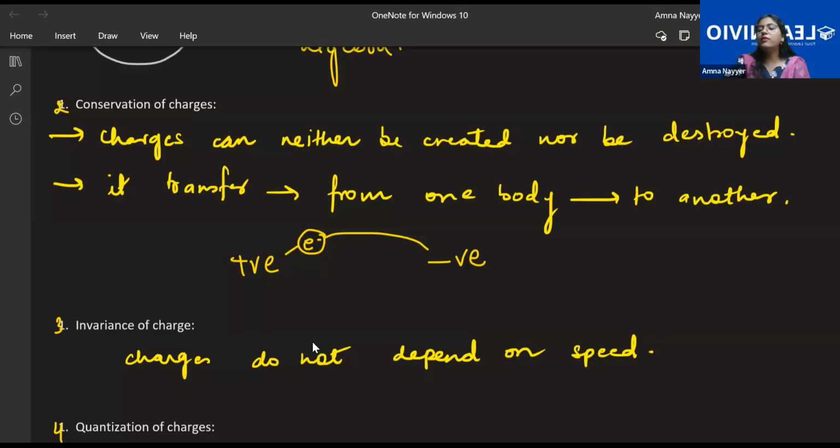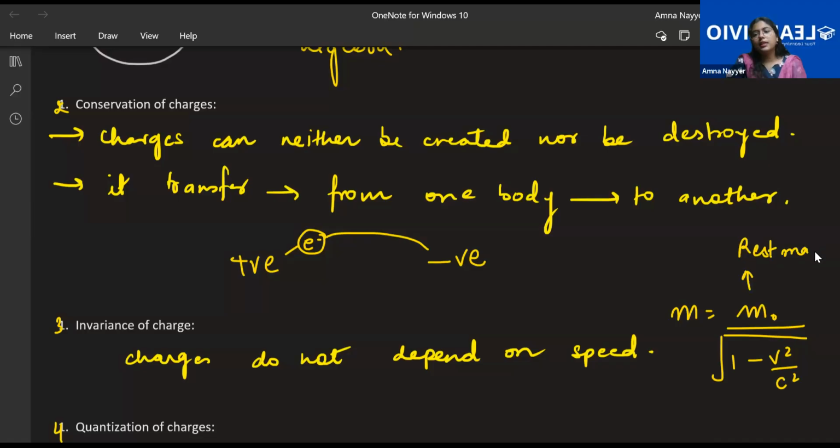This is one major difference between a charge and a mass. The second difference is that for mass there is a formula: the mass of a body is the rest mass divided by the square root of 1 minus v squared by c squared. This formula was present in your class 11th textbook somewhere. I don't know if you have studied it or not, but m naught is basically the rest mass of the particle. From this formula you can see mass depends on the speed.